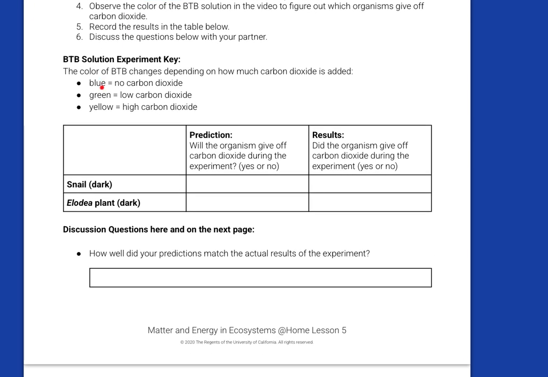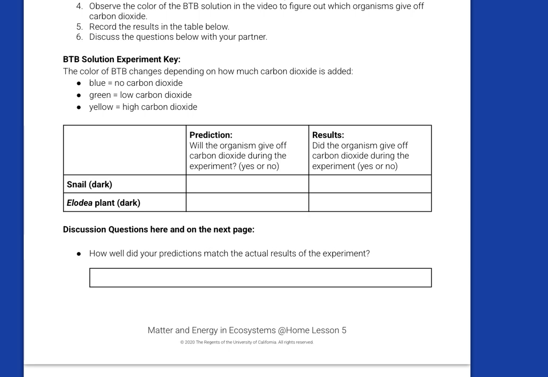So here it is, right? If the BTB is blue, there's no carbon dioxide. If it's green, it means low carbon dioxide, and if it's yellow, it's high carbon dioxide. Okay, so you're going to make a prediction here. Will this snail give off carbon dioxide? Mark yes or no. Elodea, will it give off carbon dioxide, yes or no? And then after you watch the videos, what were the results? Did it give off carbon dioxide, yes or no, the snail, and Elodea, yes or no, okay?